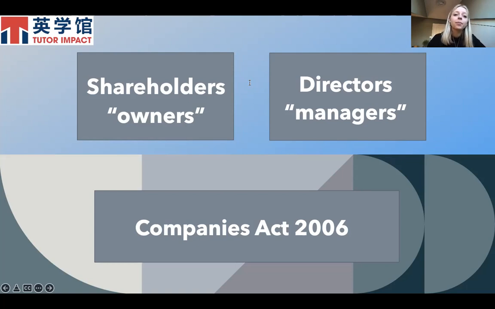On the other hand, we have the directors, who have a much more active role, as they are in charge of the day-to-day management of the company. So this includes entering into contracts on behalf of the company and making decisions as a board of directors. The board of directors is just all of the directors when they have a meeting to discuss matters of business. They all sort of meet together to make a decision.